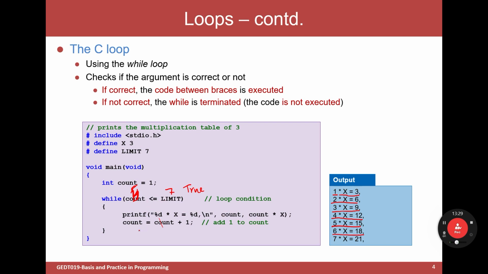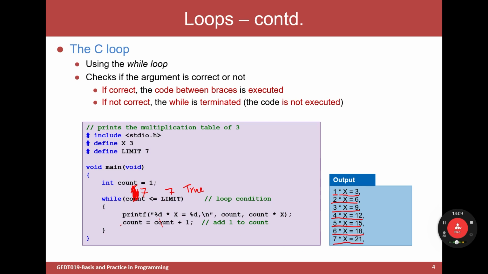Okay, and then now count became what? 7. So now count became 7. 7 is less than or equal to 7? Yes, it's less than or equal. So it's equal. So in this case, 7 is less than or equal to 7. It's true. So it will print what? It will print 7 times x, because count now became 7. So it will be 7 times x equal 21, because count is 7. 7 times 3 will be equal 21. So it will print this one.